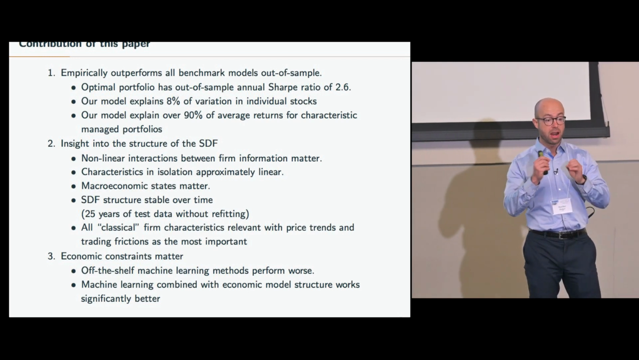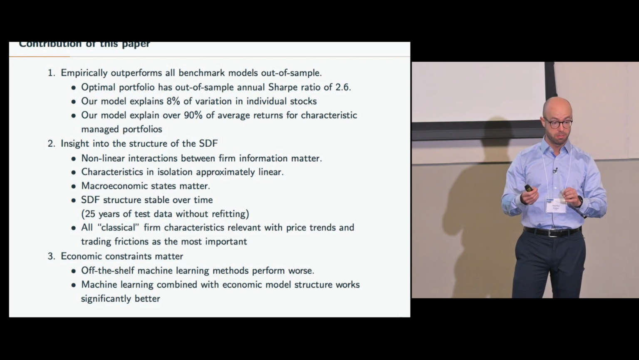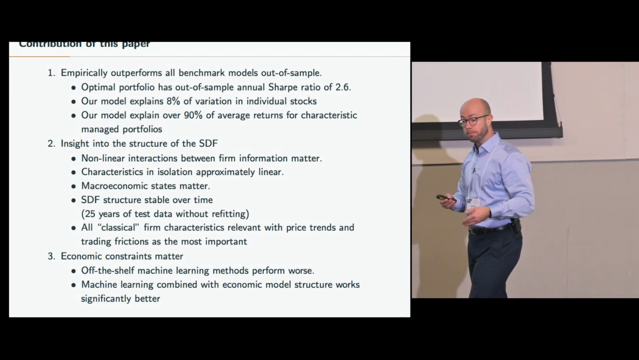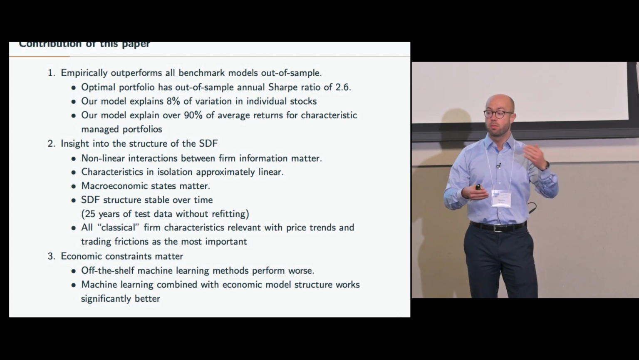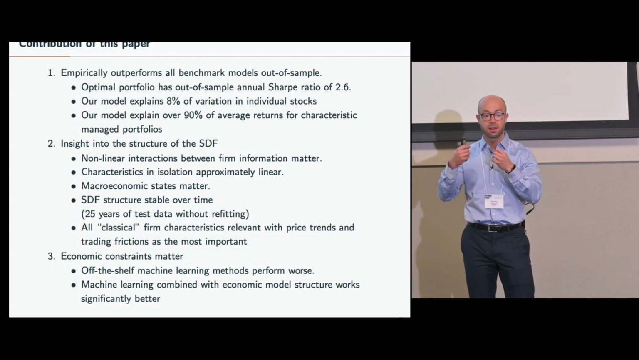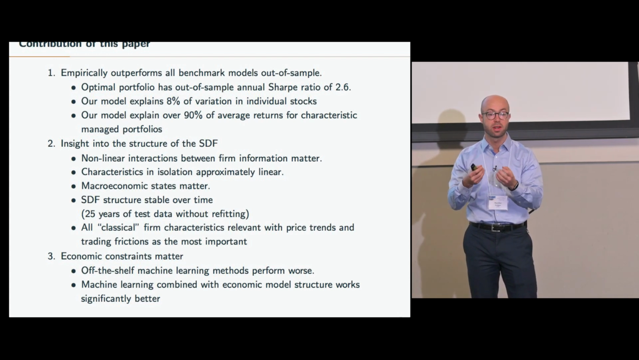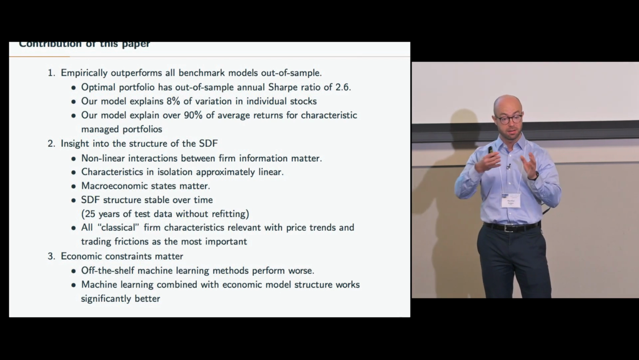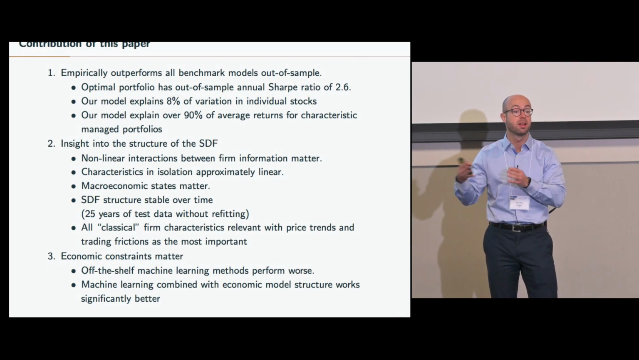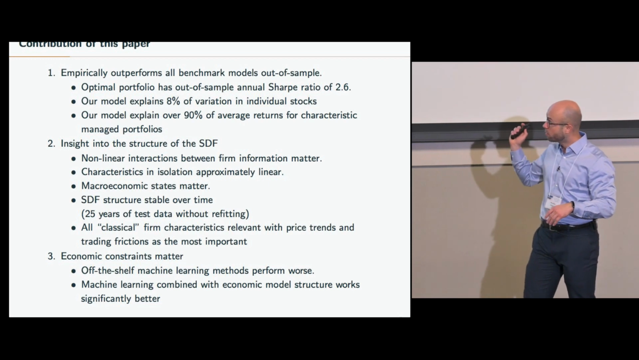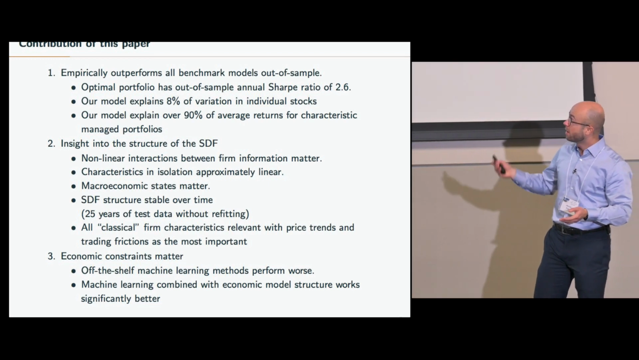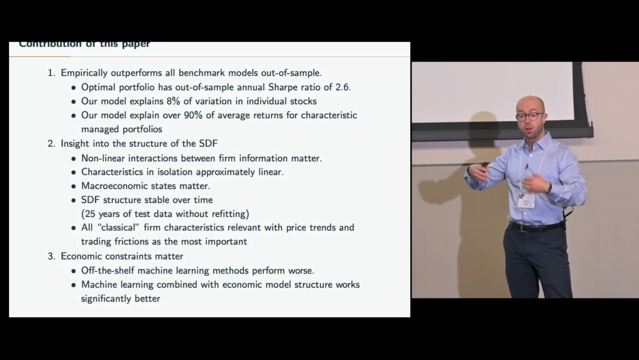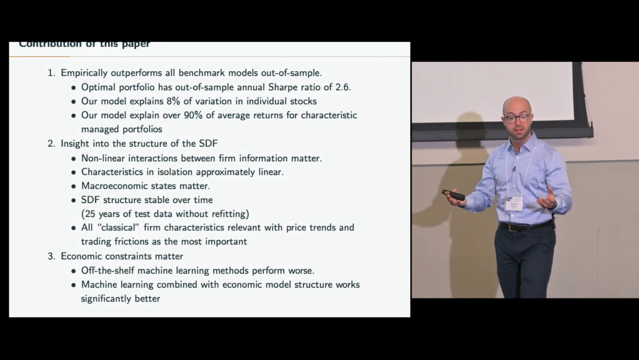But if I consider interaction terms, that is where the nonlinearity appears. Putting it simply, small value stocks have a different exposure to the SDF than small stocks or value stocks. And it's exactly this kind of nonlinear interaction that we can explain very well, and that makes our model better than, for example, linear factor models. We show that it matters to take economic states into account. And we can also confirm what are the characteristics that play a role in the SDF.